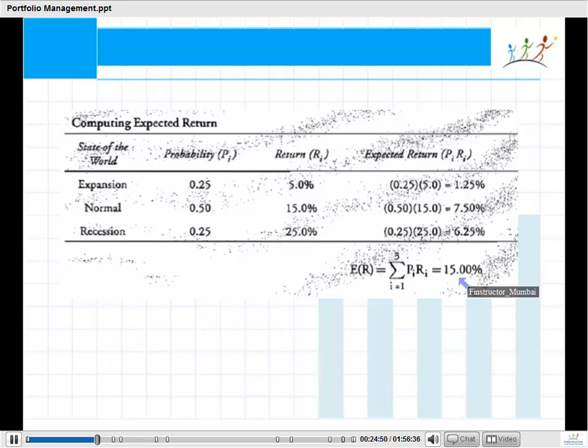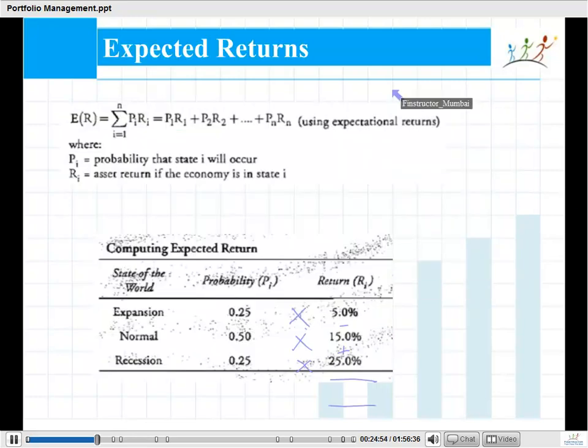Once you have computed the expected return, can you compute the standard deviation as well? Standard deviation is the square root of the variance. Variance is the average of the square of the deviations. So what is the deviation of the first asset from the mean? It is 5 minus 15, which is minus 10. What is the deviation of the second asset? It is always the value minus the mean.